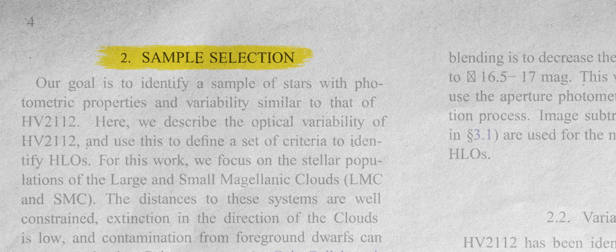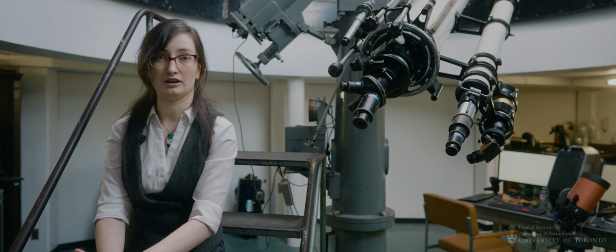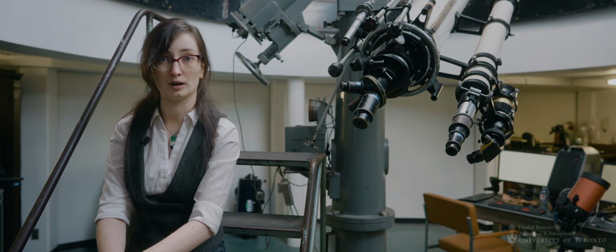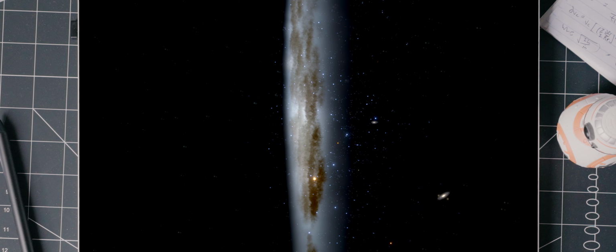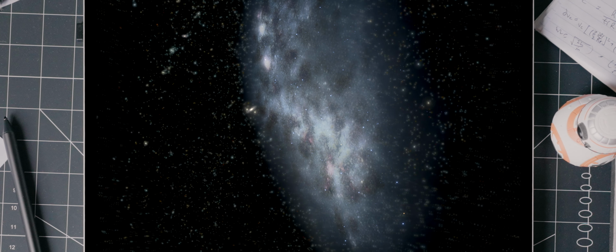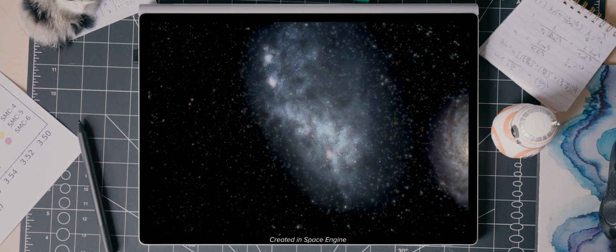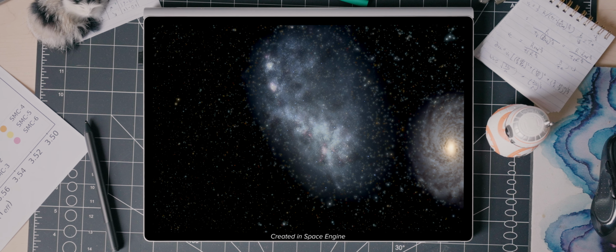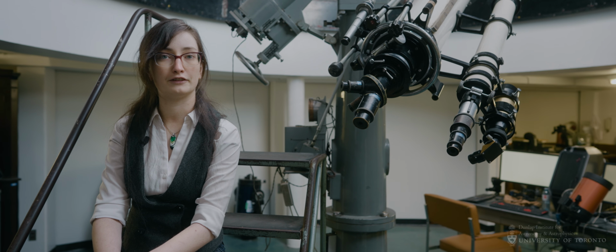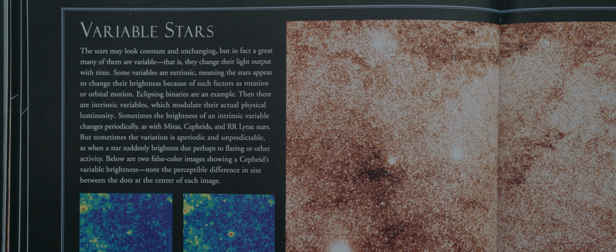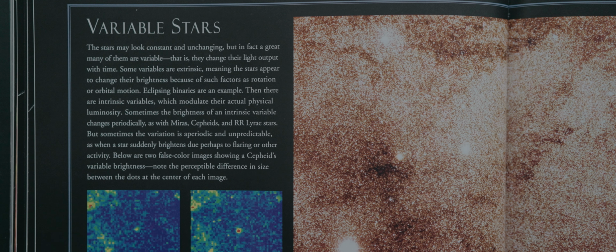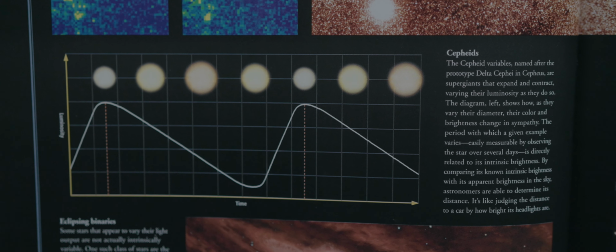When I began my project, there was one really strong candidate for a Thorne-Zytkow object. It's a star called HV2112, located in the Small Magellanic Cloud, which is a satellite galaxy of our own Milky Way. And HV2112 was a very bright and very red star that was variable. So what that means is that its brightness changes over time.